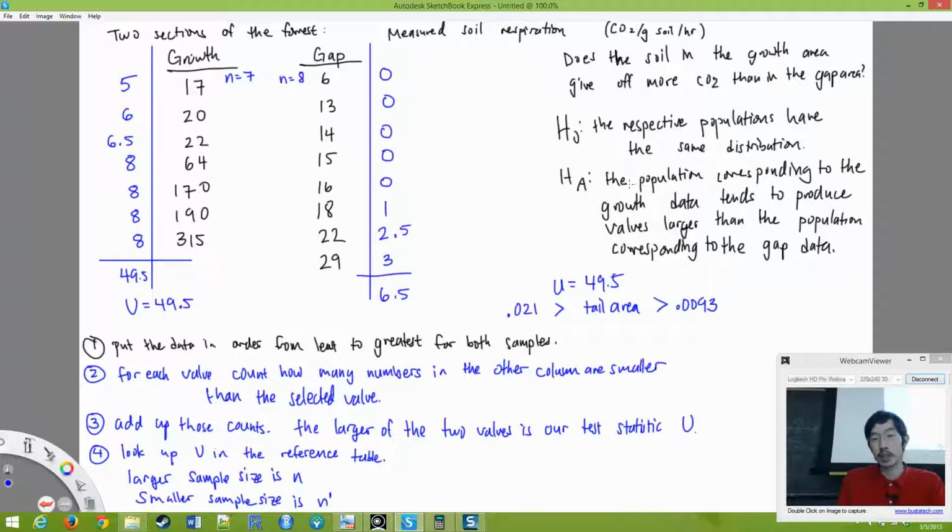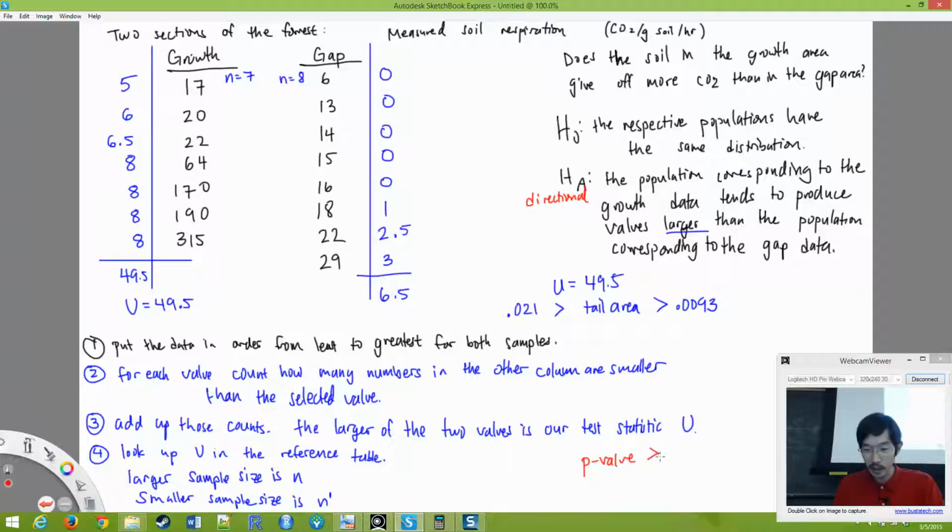Yes, we do. It says the population corresponding to the growth data tends to produce values larger than the population corresponding to the gap data. So we have a directional alternative, and that means I'm going to take each of these numbers and divide by 2. I'm going to just write it down here.